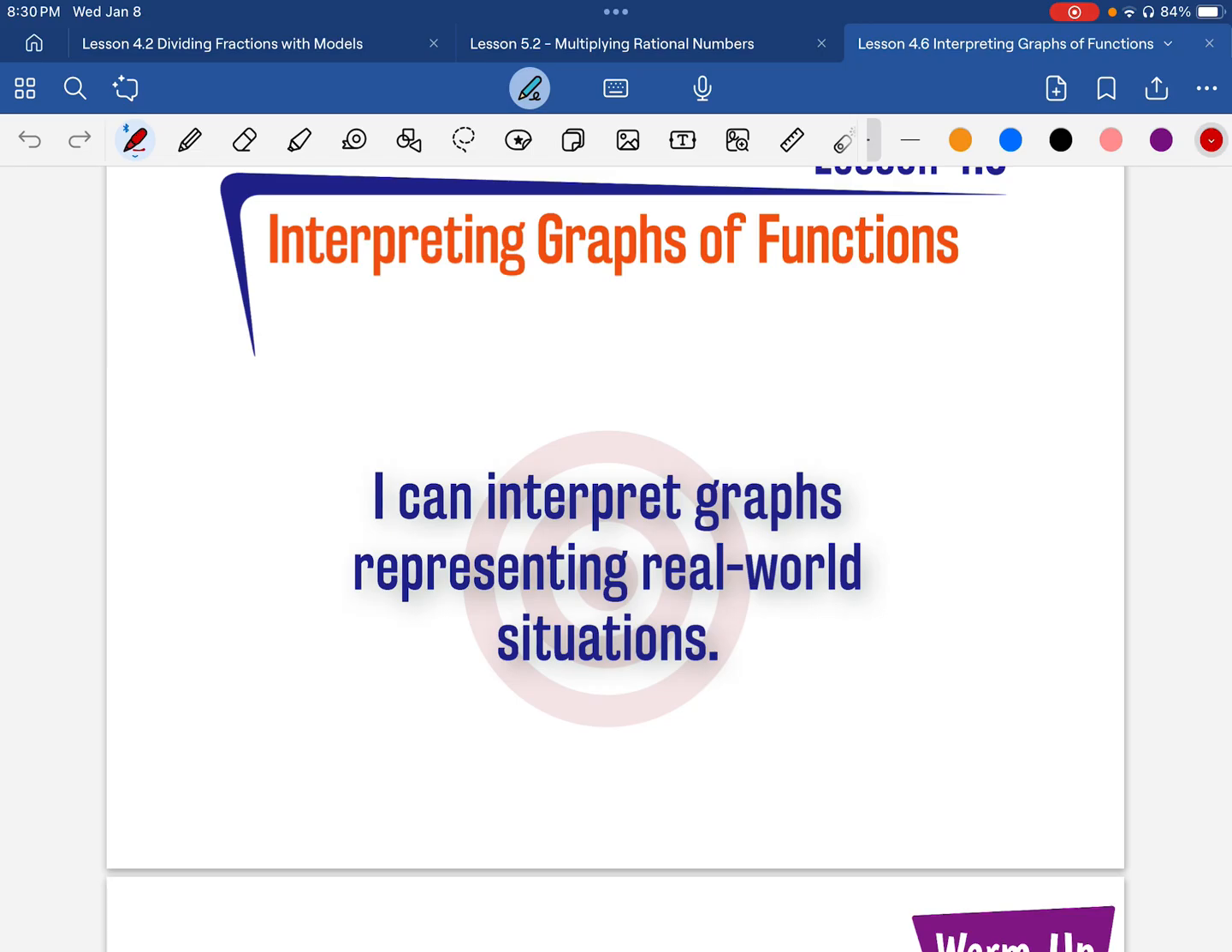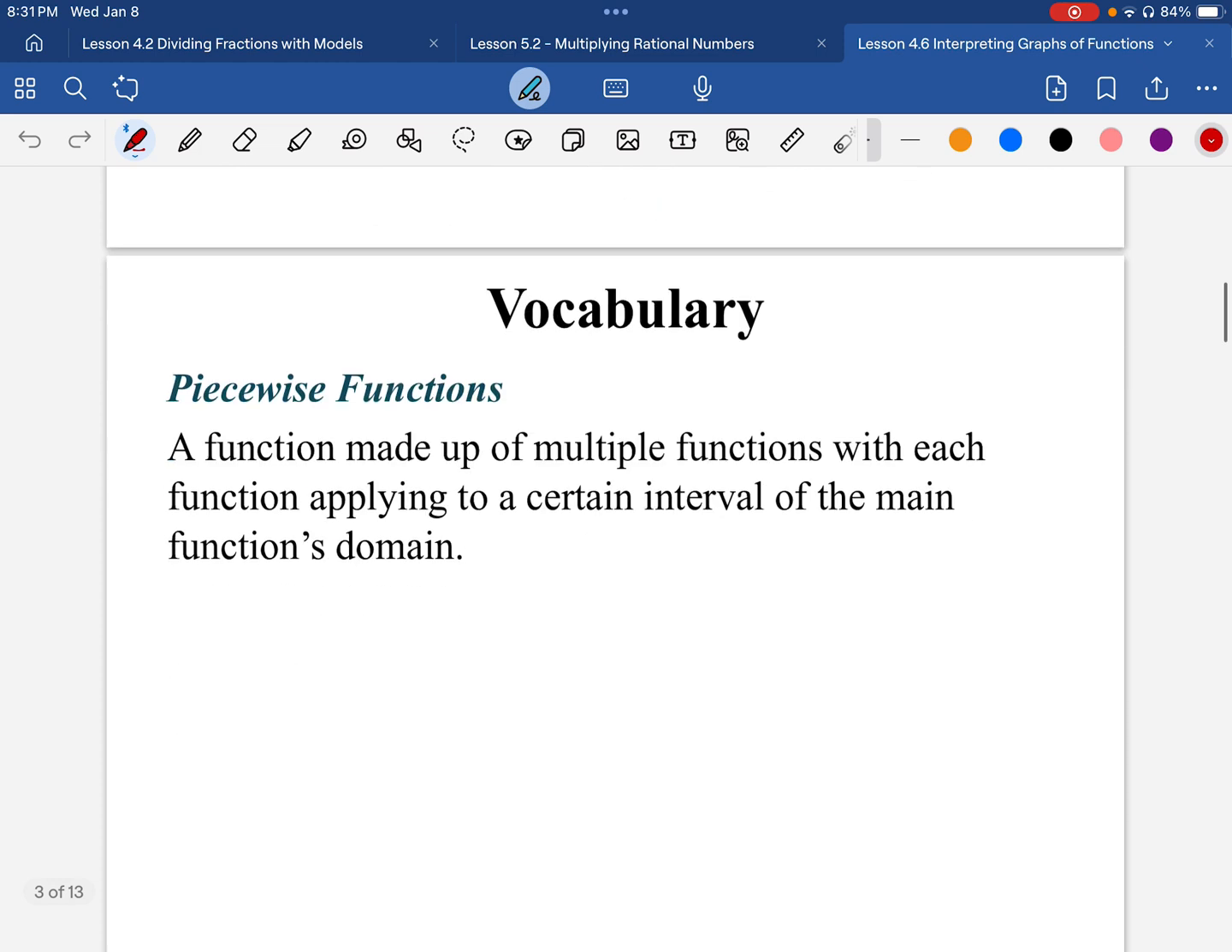We're going to interpret these graphs representing real world situations. So we're going to look at the graph and talk about what that graph means. What is that graph telling us? What do those X and Y values have to do with the function? How are the points on the graph representing that information? All that good stuff. Okay, so I'm not going to do this warm up.